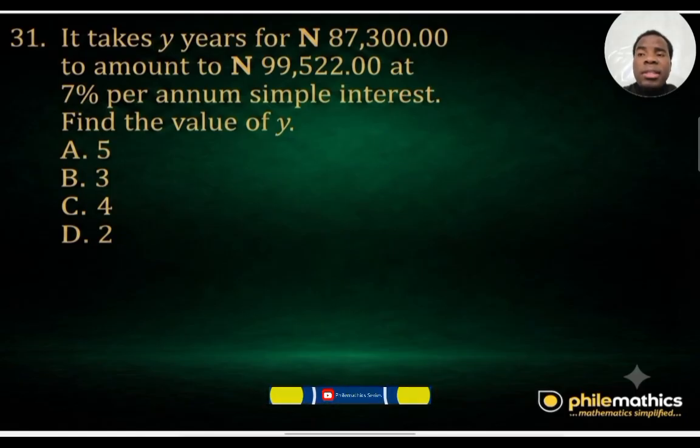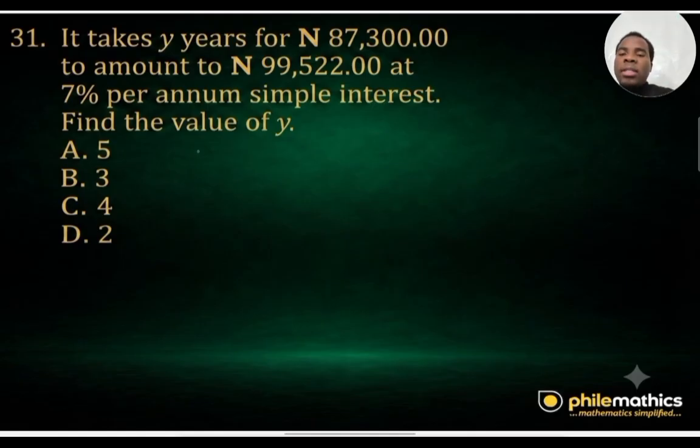It says it takes Y years for 87,300 naira to amount to 99,522 naira at 7% per annum simple interest. Find the value of Y. So we are given the amount and the principal with the rate. You want to recall the formulas we use for simple interest.